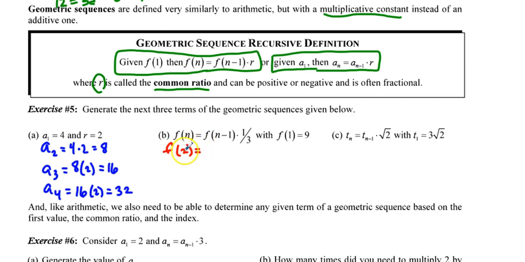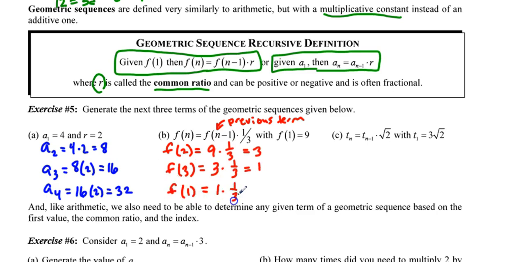Okay, to get the second term, f of 2, we know the first term is 9, and we can see that we can get more terms by taking the previous term. When you see this, just think of this as the previous term, multiplying that by a third. So you can see each term is 1/3 the size of the previous term.